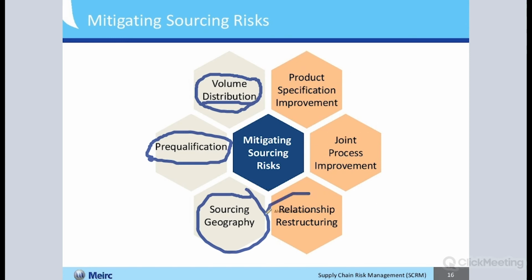We're going to look at also relationship restructuring. So sometimes if you're dealing with very high risk suppliers, you try to enter into partnerships, okay, to keep them for the long term. You might actually acquire the company, okay? You do things to change the nature of the relationship so that your supplier isn't really stronger than you are, but you have more clout than them.